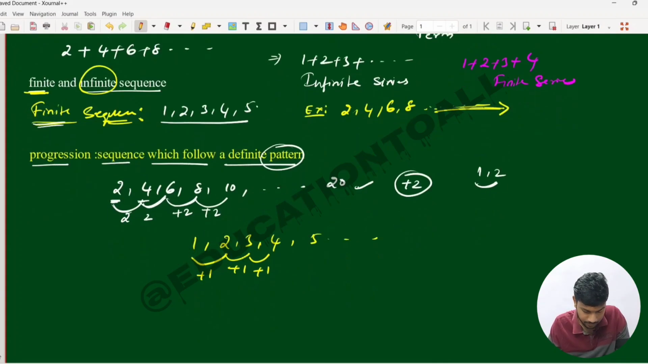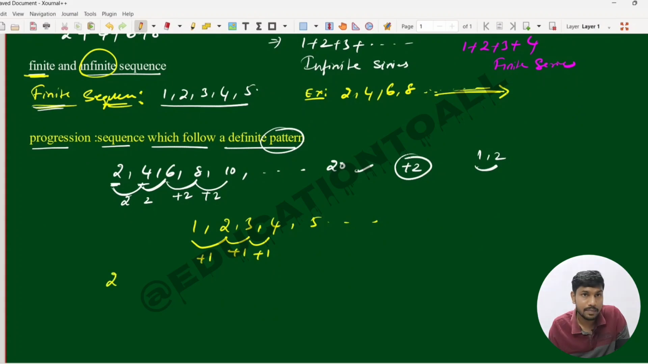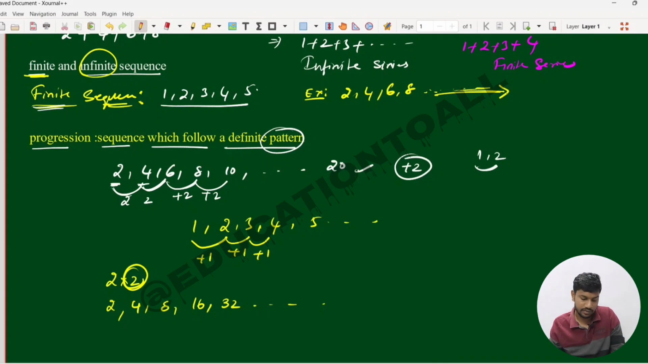In a similar way, suppose the numbers are multiplied. If 2 was there, I multiply by 2. So I will get 2 multiplied by 2, 2 twos are 4, again multiplied by 2 I will get 8, again multiplied by 2, 16, again multiplied by 2, 32, and it will go on. In this one I multiplied by a constant. It should be a fixed number. We cannot change, like I multiplied by 2 here and multiplied by 3 here. That is not a pattern. It is a different pattern, that is also okay, but these are all different patterns.